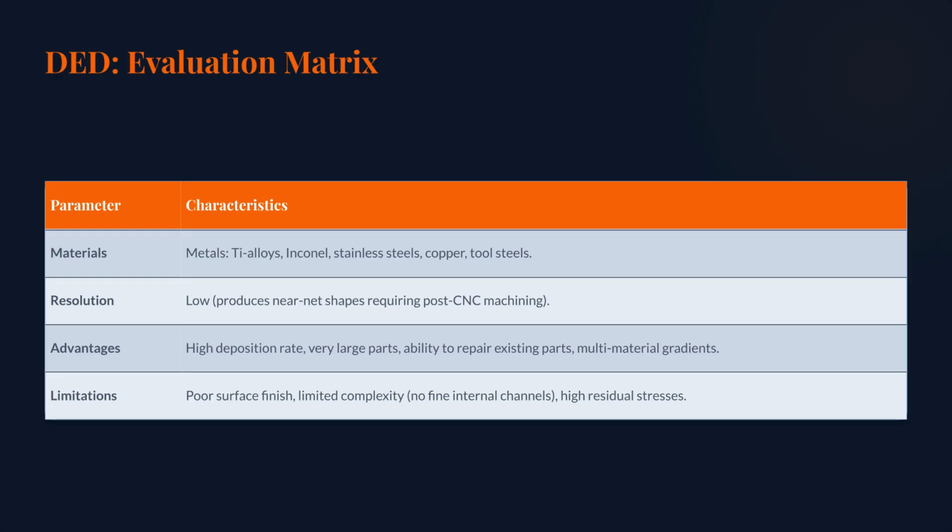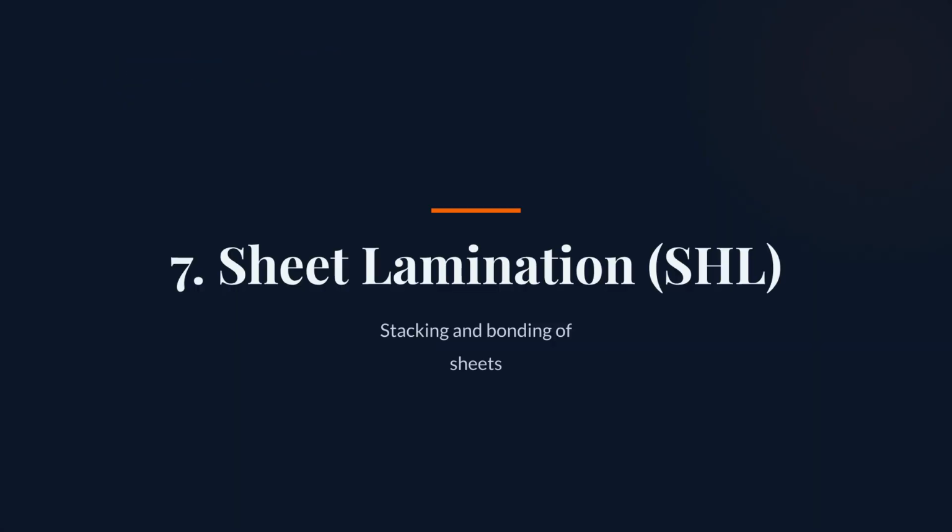Let's review the evaluation matrix for directed energy deposition, focusing on its rapid build rate and metal repair capabilities, while noting the characteristic need for extensive machining due to its near-net shape output. The seventh and final category is sheet lamination, or SHL. This process operates by stacking and bonding sheets of material to form a 3D object.